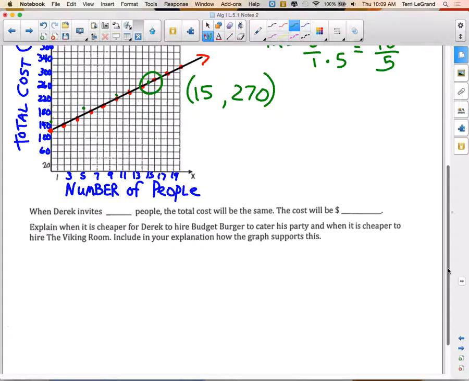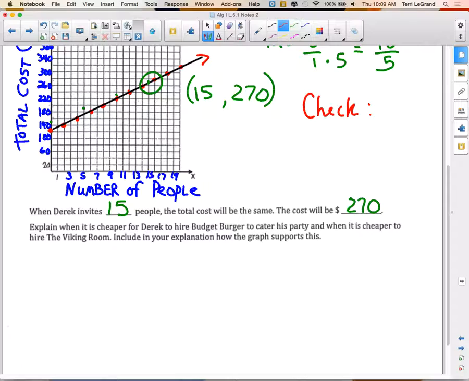So now what I'm going to do is, when he invites 15 people, the total cost should be the same. It doesn't matter which restaurant I go to. So that's the even out. It doesn't matter which one, I can flip a coin, or I can ask my best friend that I'm inviting to pick. But we're only having 15 people because then it doesn't matter which restaurant we go to. So now let's check that out.